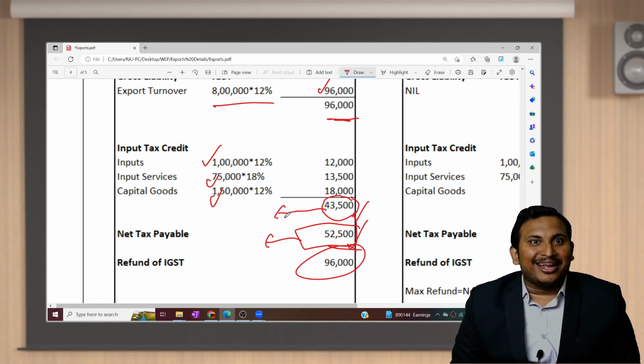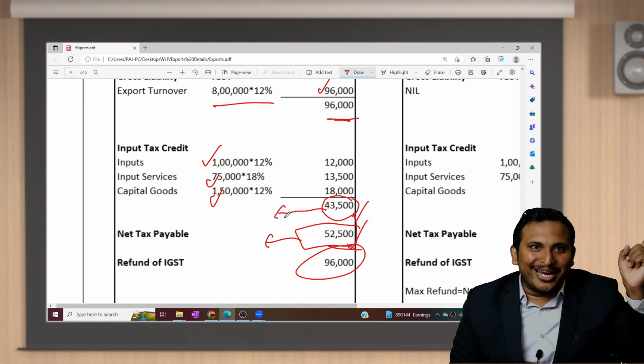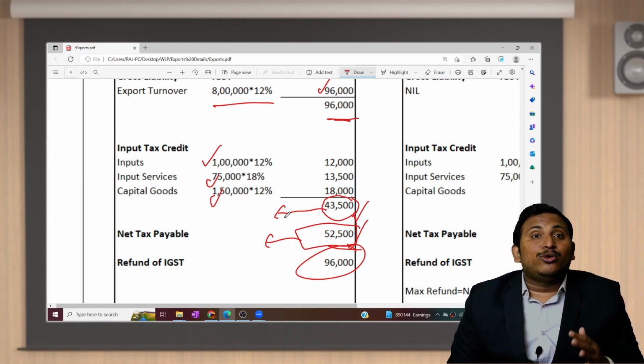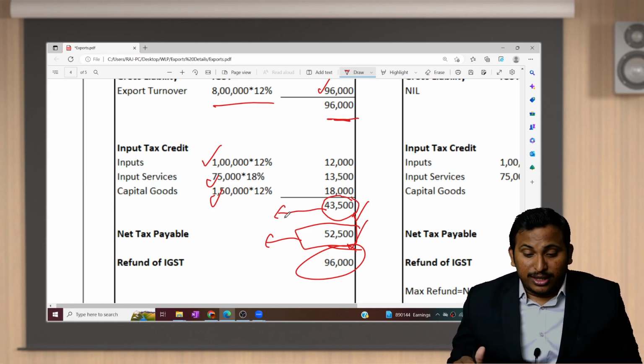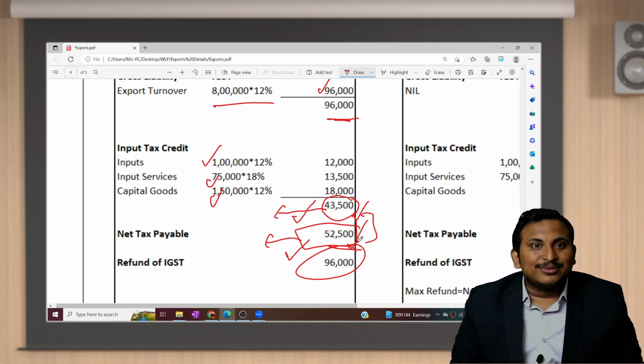What does it matter whether it is on purchases or sales? Ultimately, they are levying tax, no? Though you are utilizing, that means you have paid there, no? So to make zero impact for you, they will not give you only 50,500. They'll give you this 43,500 also. Together is what? That is the refund. Are you getting the point, sir?